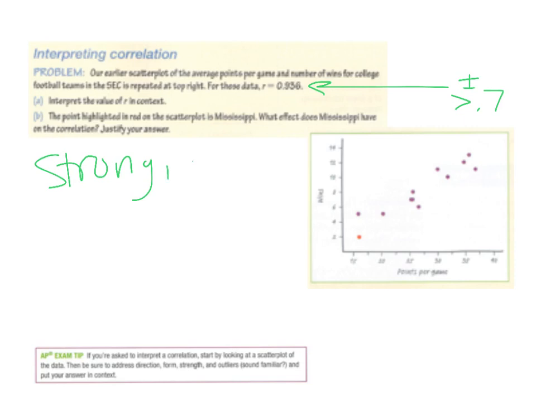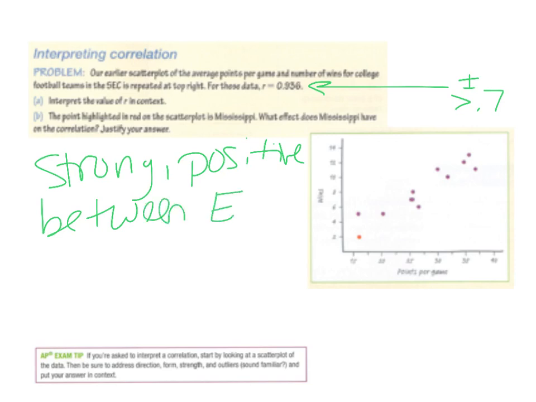It's a positive association, right? It's a positive number, so that tells me it's a positive association. Then I use my context for what this is. It's between my explanatory variable and my response variable, so between points per game and wins in the SEC. Explanatory variable first, followed by the response variable.